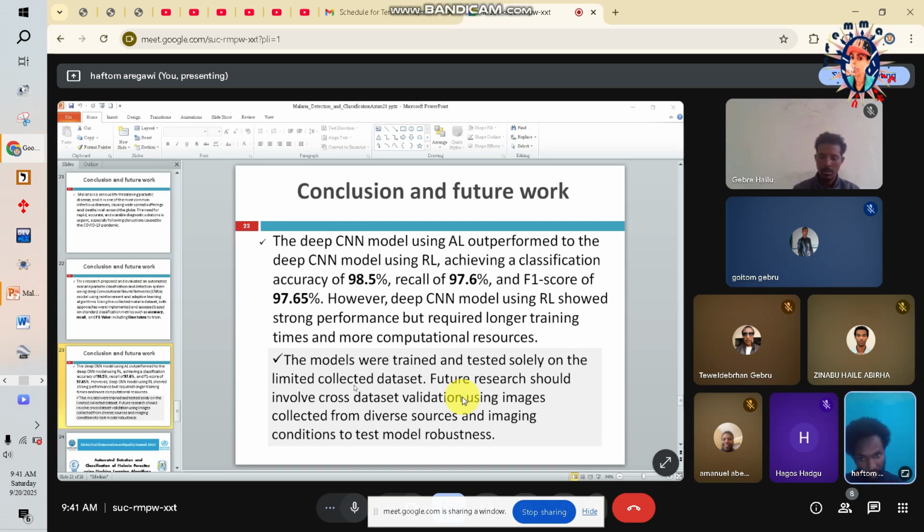As future work: the models were trained and tested solely on the limited collected datasets. This limitation is already based on the literature reviews. Future research should involve cross-dataset validation using images collected from diverse sources and imaging conditions to test model robustness.